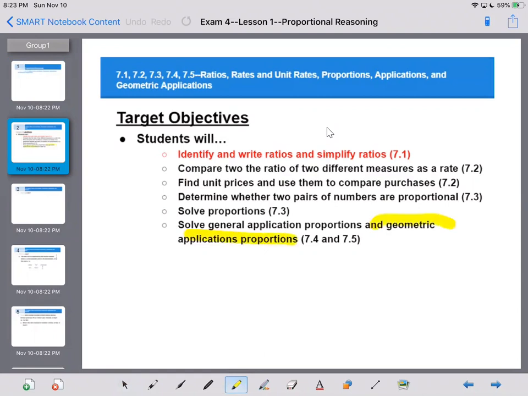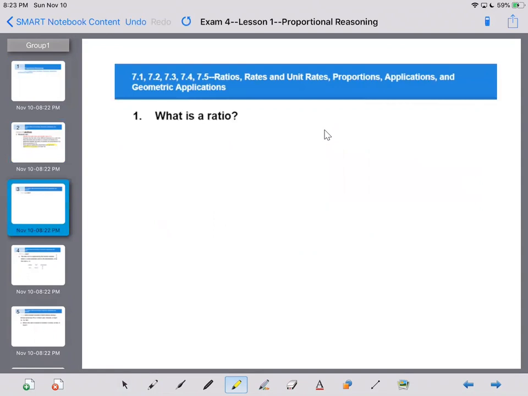So when we think about just what is a ratio, okay? A ratio is what we're looking at comparing two items by division. So when we're comparing two quantities, that could be miles an hour, that could be ounces in dollars, whatever that is, we are comparing two quantities by division.